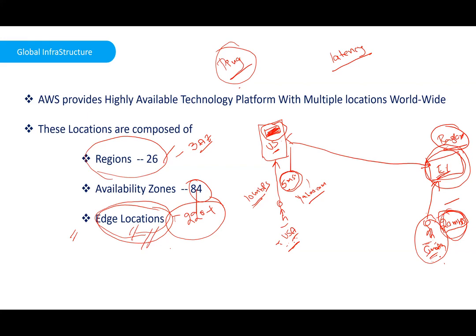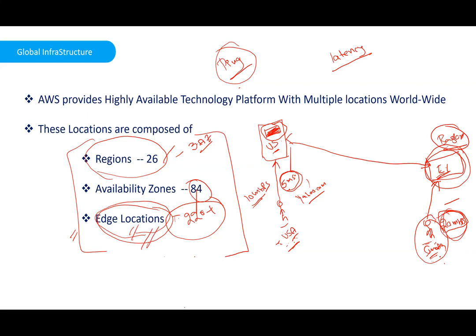Whatever the things we are going to create on the AWS cloud, we are going to use this infrastructure to create a server, or a website, or a load balancer, or a database, or a storage. Everything will be running on this global infrastructure.